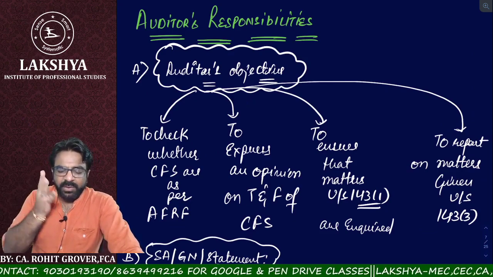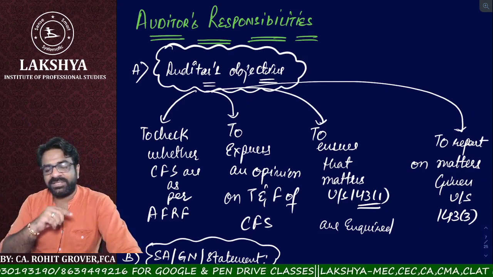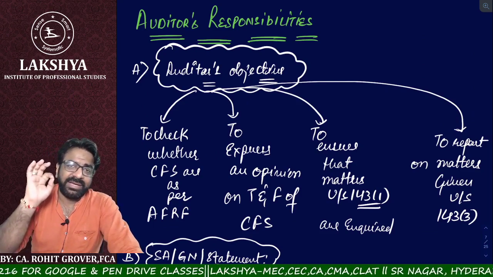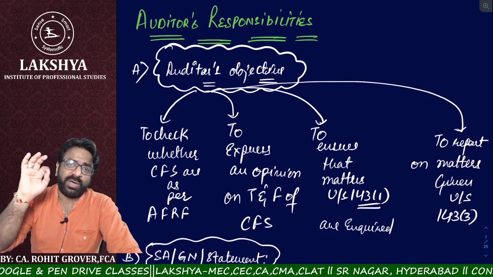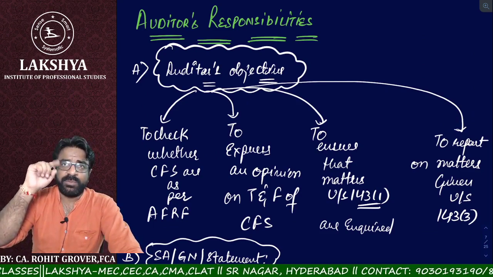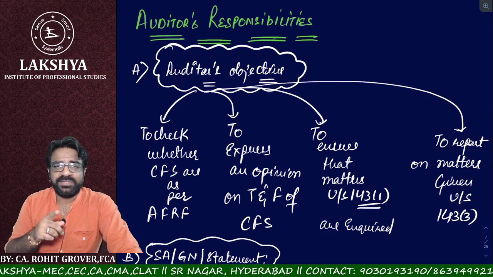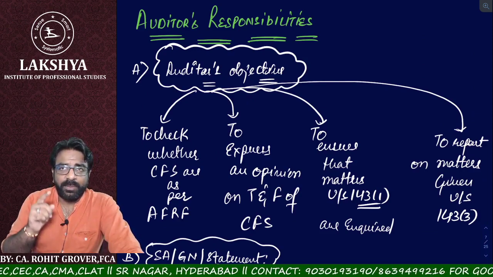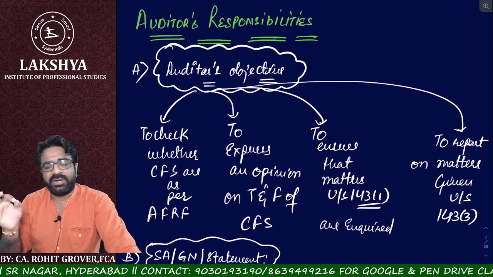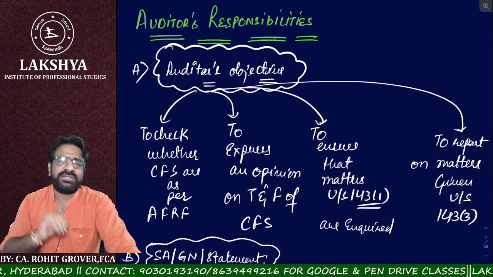And the fourth thing, he also has to report on the matters under section 143 subsection 3, that is called other statutory and legal requirements para. Are you getting the point or not? If you remember, so many points were there. Books of accounts are prepared as per section 128. Financial statements are in agreement with the books of accounts. Internal financial control systems are adequately placed and installed.